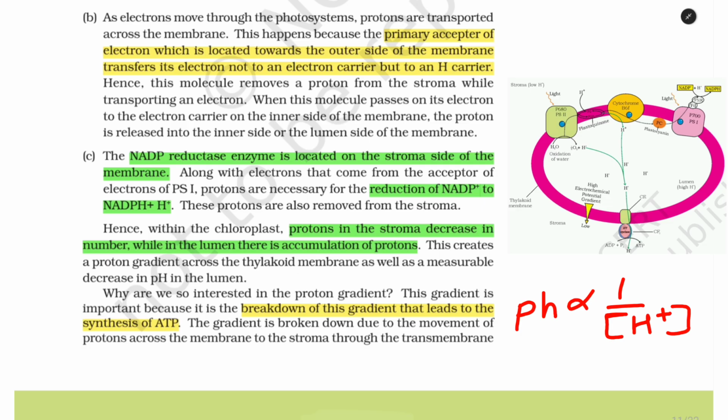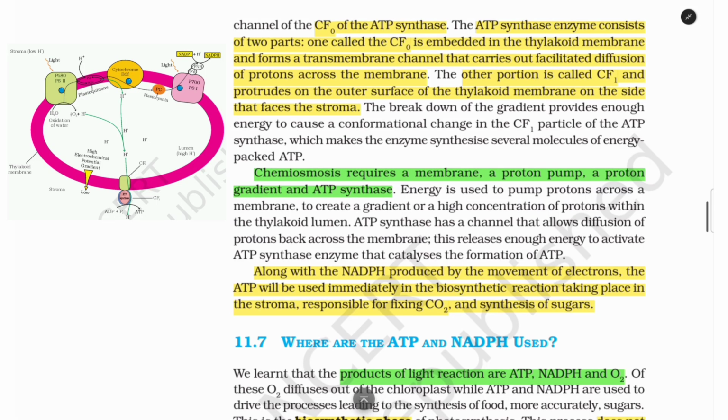Why are we so interested in the proton gradient? This gradient is important because it is the breakdown of this gradient that leads to synthesis of ATP. The gradient is broken down due to the movement of protons across the membrane to the stroma through the transmembrane channel of the CF0 of the ATP synthase.